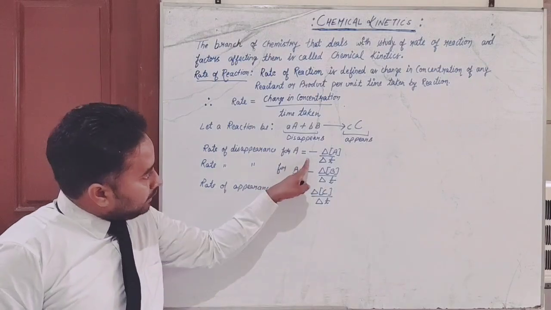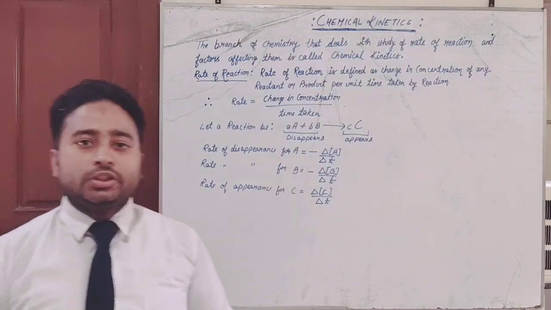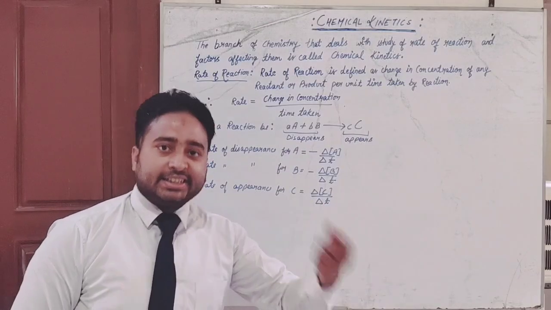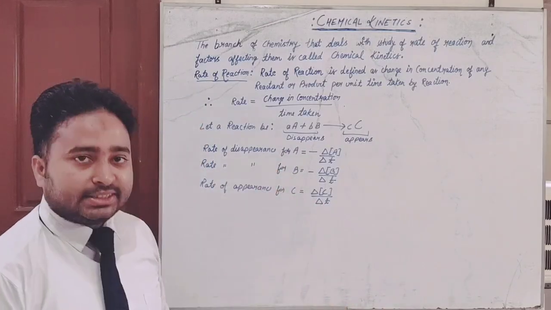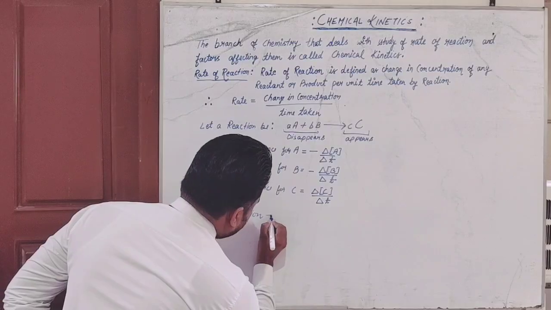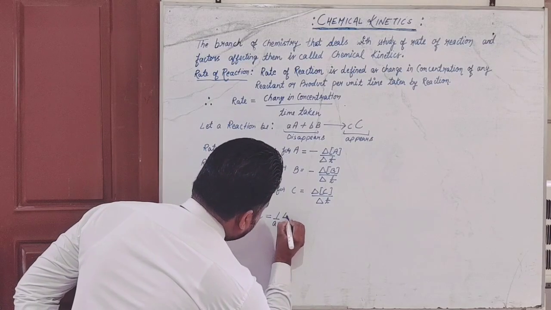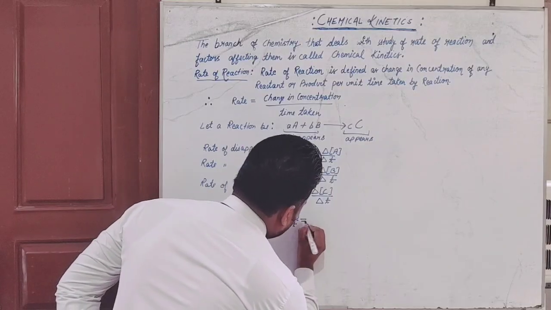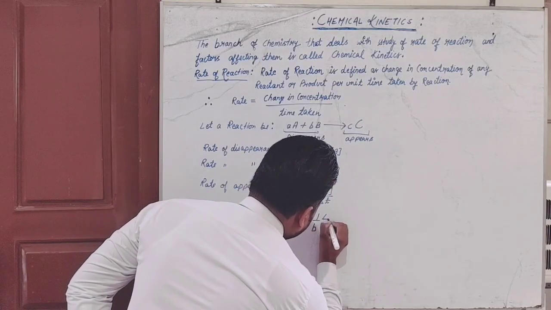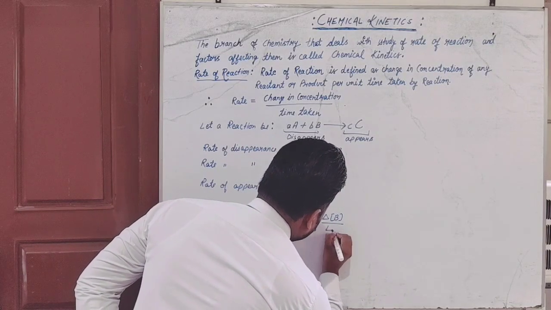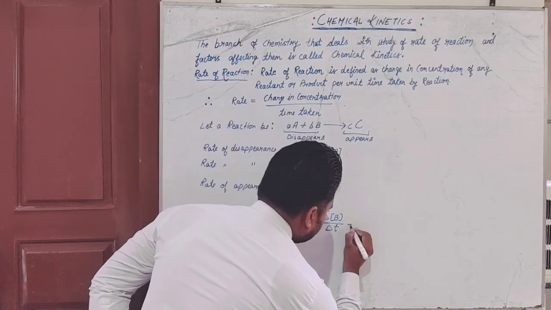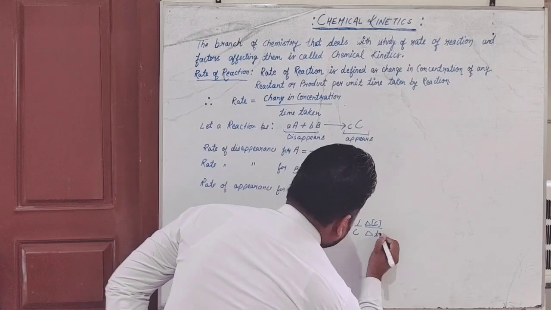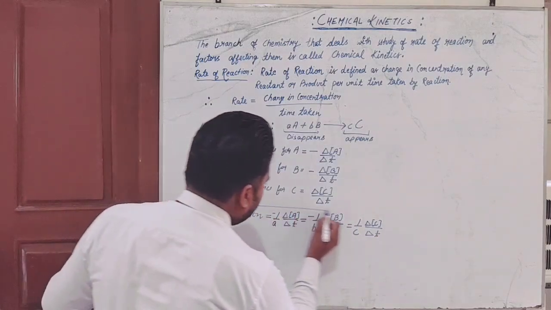In disappearance, we have included a negative sign. This shows the concentration of A and B decreases with time and concentration of C increases with time. Therefore, negative sign is added. Thus, the overall rate is equal to 1 by a delta A over delta t, which is equal to minus 1 upon b delta B over delta t, equals to 1 by c delta C over delta t. This will be the overall rate of reaction.